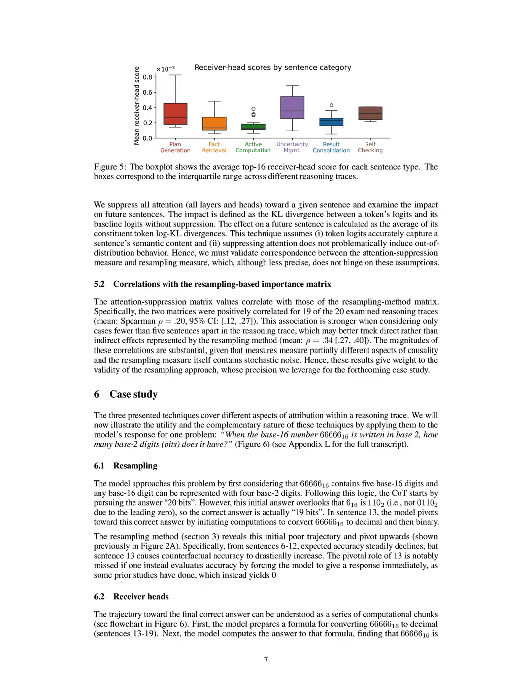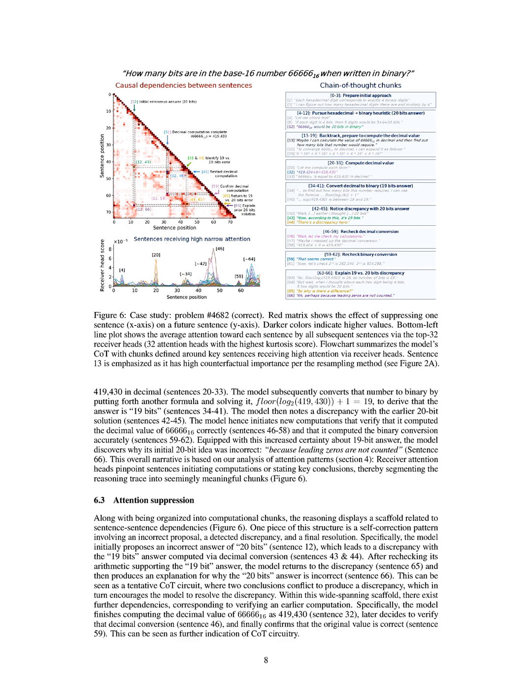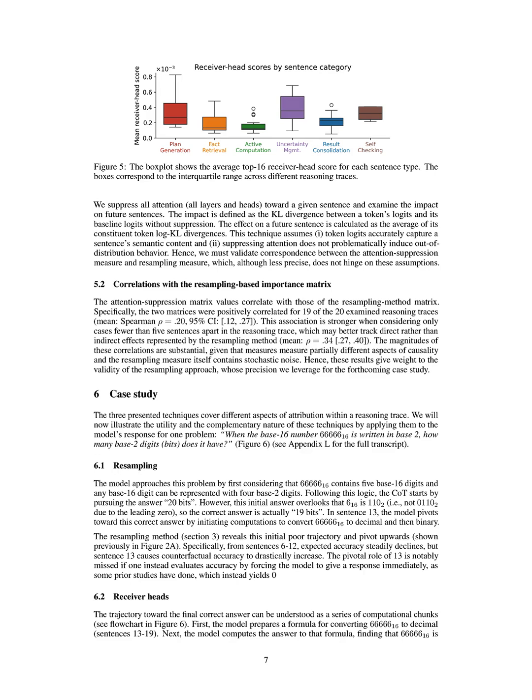In our case study, we analyzed the reasoning trace for the problem of converting the base 16 number 66666_16 to base 2. Initially, the model proposed an incorrect answer of 20 bits based on a flawed understanding of leading zeros. However, sentence 13 marked a critical pivot where the model initiated computations to convert 66,666_16 to decimal, leading to the correct answer of 19 bits.